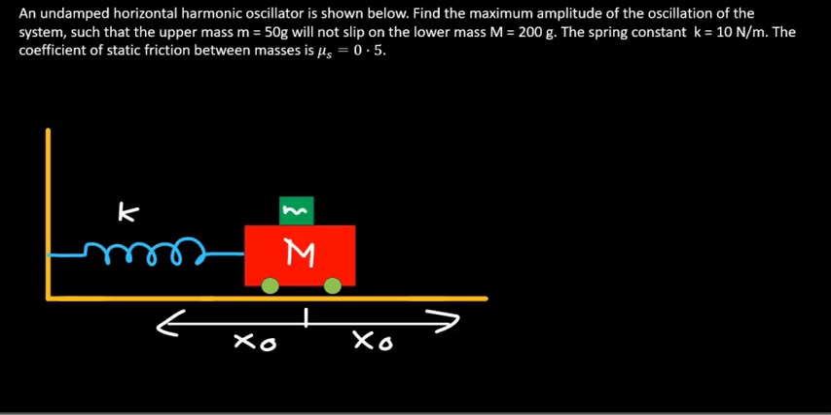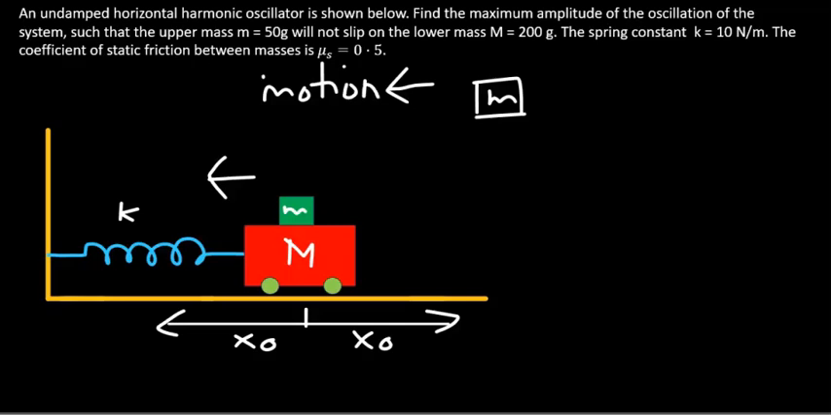Let's do the free body diagram for this little m. Let's assume that at some point in time, the motion of this object is like that. So let's sketch a free body diagram for that little m. Since this is a simple harmonic motion, if the motion is leftward, that means the static friction that is preventing little m from slipping against the capital M is going that way. So that is the static friction.